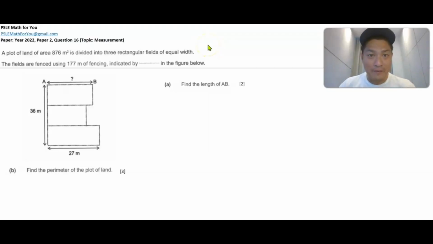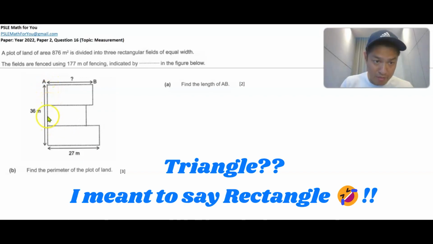Alright, let's see what we have here. A big plot of land of 877 meters squared was cut up into 3 different rectangles, shown in this diagram here. 1, 2, and 3. The rectangles are of equal width. So the rectangle at the top has the same width as the rectangle in the middle, and the one at the bottom.